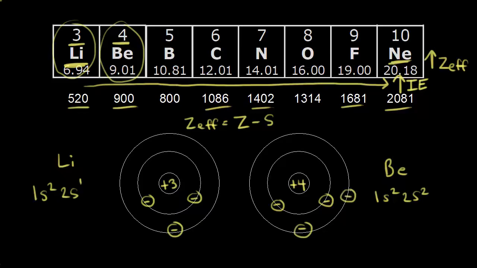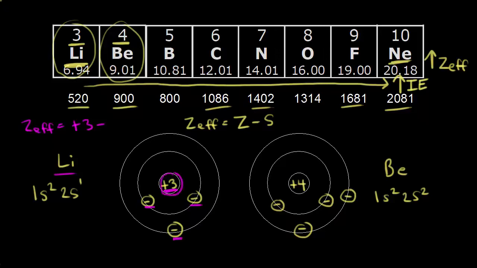Let's calculate the effective nuclear charge for both of these. And first we'll start with lithium. So lithium has a plus 3 charge in the nucleus. So the effective nuclear charge is equal to positive 3. And from that we subtract the average number of inner electrons shielding our outer electrons. In this case, we have these 2 inner or core electrons that are shielding our outer electron, our valence electron, from this full positive 3 charge.